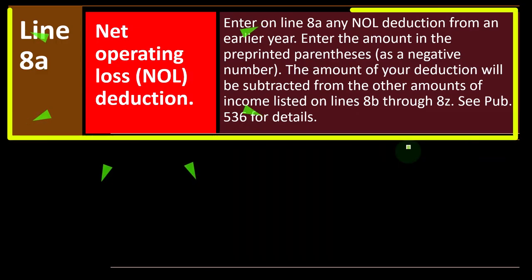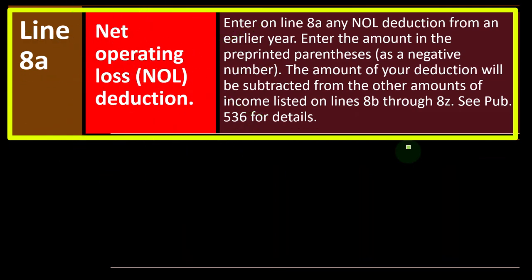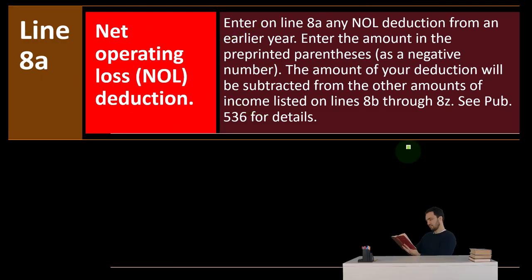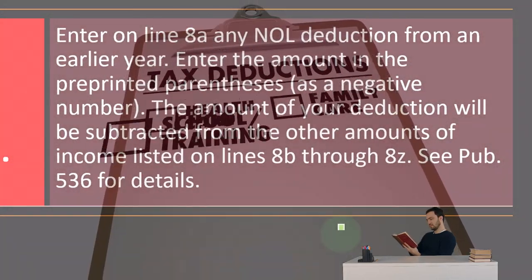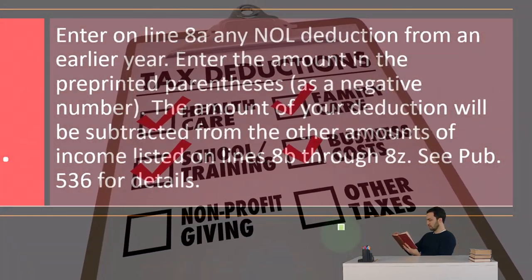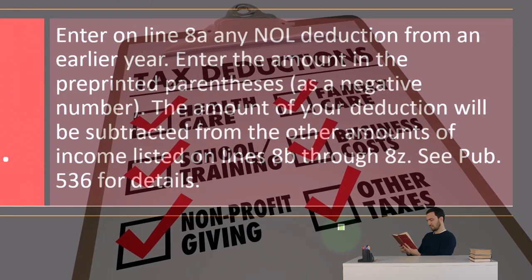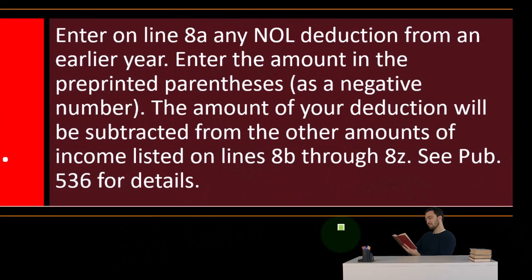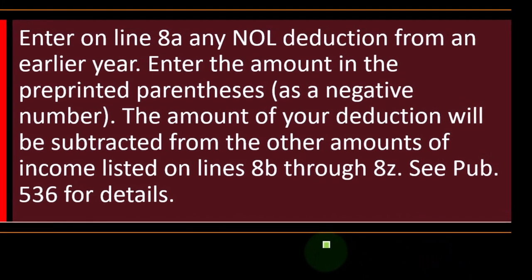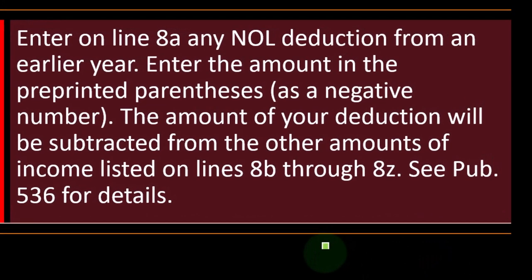Okay, so line 8a, net operating loss, NOL deduction. Enter on line 8a any NOL deduction from an earlier year. Enter the amount in the pre-printed parentheses as a negative number. The amount of your deduction will be subtracted from the other amounts of income listed on lines 8b through 8z. You can see Publication 536 for more details.